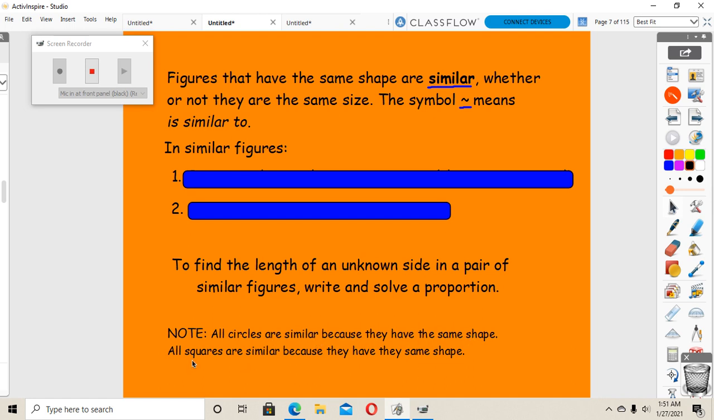All the squares are similar because they have the same shape. Both are similar, since all the sides of a square are in the same ratio, and because all the sides are equal. For circles, we can say the radii or the diameters are in proportion.